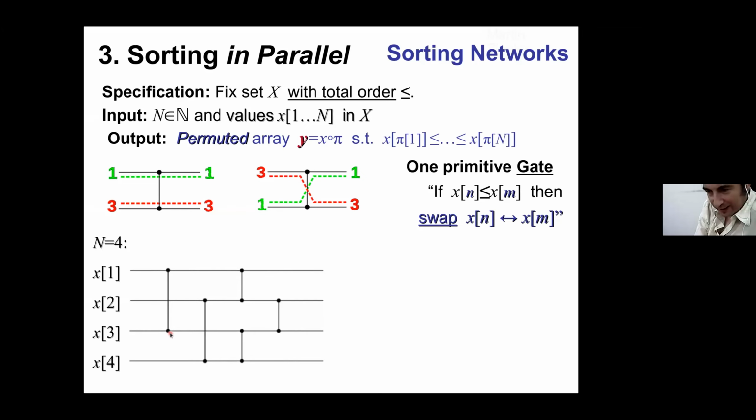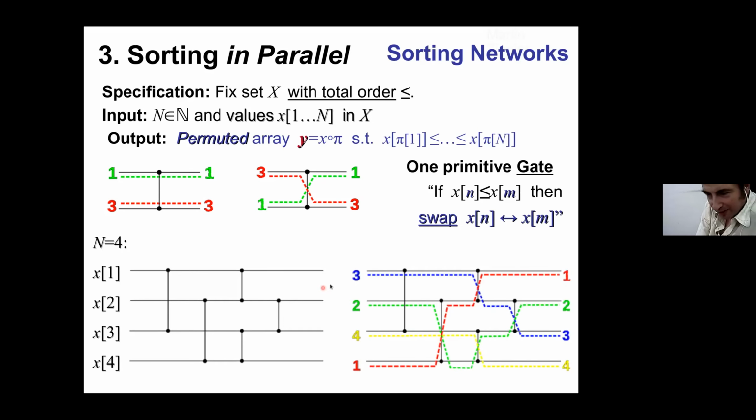Now whenever I have a sequence of such primitive gates, I can simply process them. This is what is done in this example. Let's say I have 3, 2, 4, 1. Now I pass through this gate here, which says I compare 3 with 4, and if 3 is bigger than 4, I swap, but 3 is less than 4, so nothing changes. Then I pass through this gate. Now 2 and 1 are compared, but 2 is bigger than 1, so I have to swap them. Now 1 is here and 2 is there.